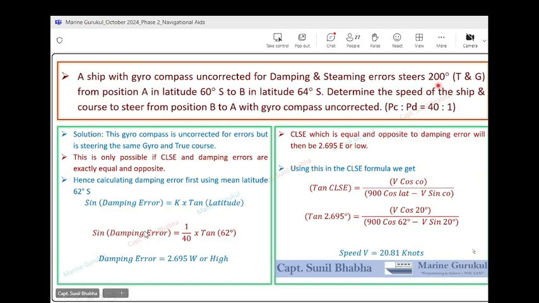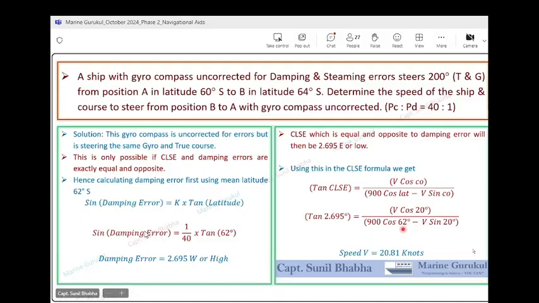The course which is being steered is 200, which is south 20 degrees west. So whenever we have a westerly component, there is a negative sign in the denominator. Now in the CLSE formula, we have all the values available other than the speed of the ship. We know the CLSE is 2.695, equal and opposite to damping error. And we know the course is 200, which is south 20 degrees west. So we put 20 degrees here in place of course.